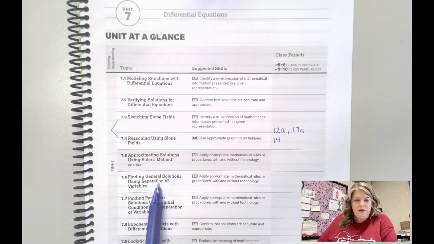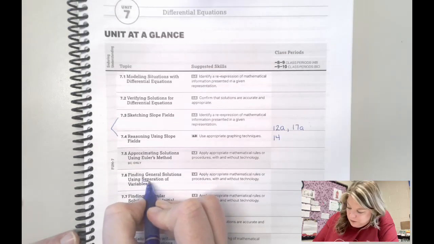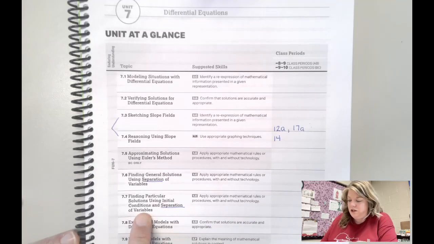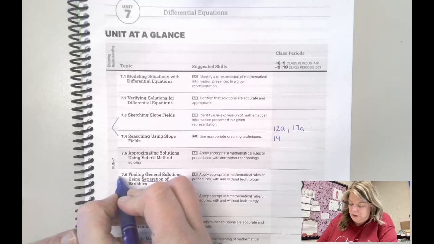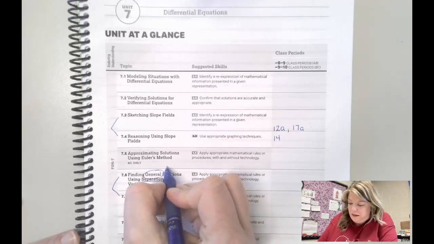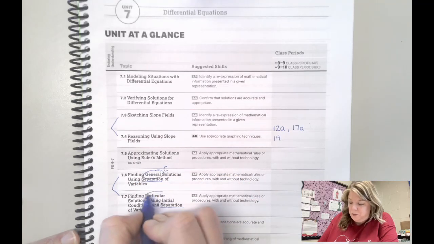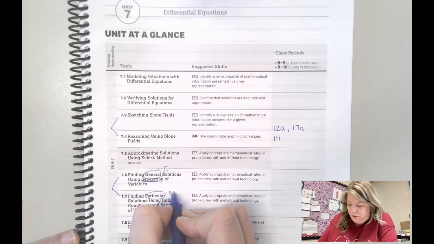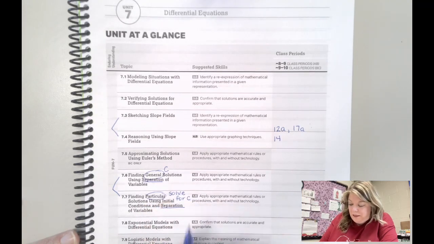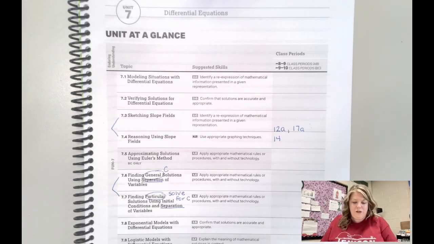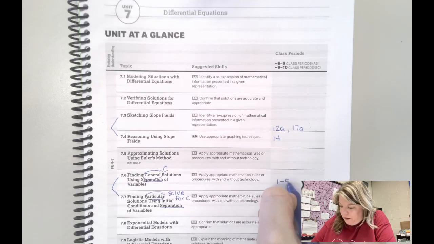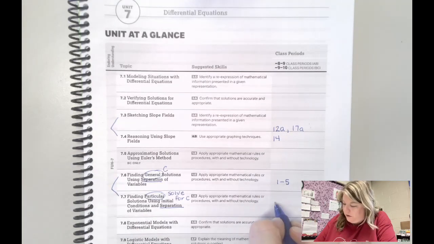Then we have general solutions using separation of variables. This is a really big idea in this chapter, the separation of variables, and then particular solutions with separation of variables. We again did these together. The general solutions are the ones where we just left C in our answers, and the particular solutions are the ones where we solve for C. Okay? So we did that all in one lesson, but it's technically two different things. So finding general solutions would be questions 1 through 5, and then finding particular solutions are questions 6 through 8.